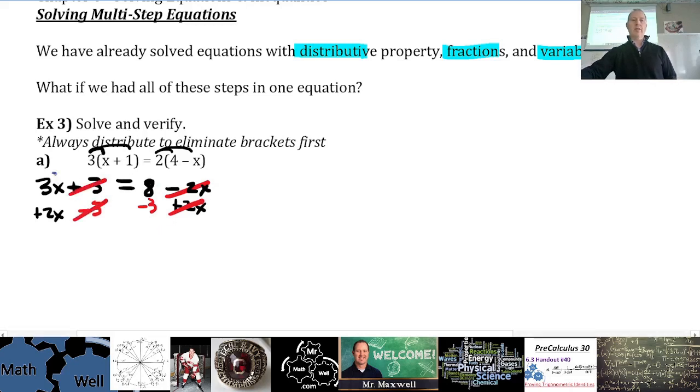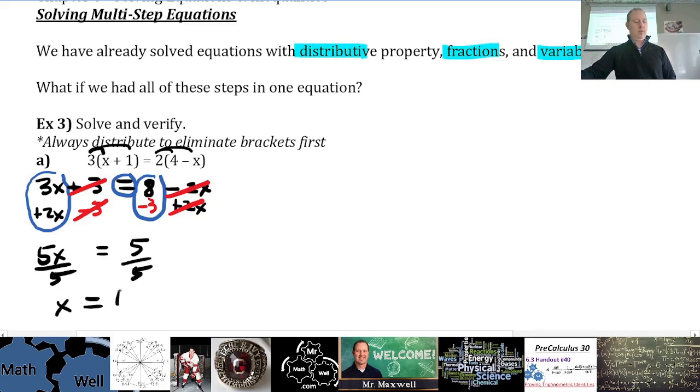Which leaves me with, I have to simplify 3x plus 2x. I have the equal sign, and I have 8 minus 3. So that's what's left over for me. So 5x equals 8 minus 3 is 5. Wow. Now we're on the home stretch. We can see the finish line. Just divide by 5. I get x equals 1.